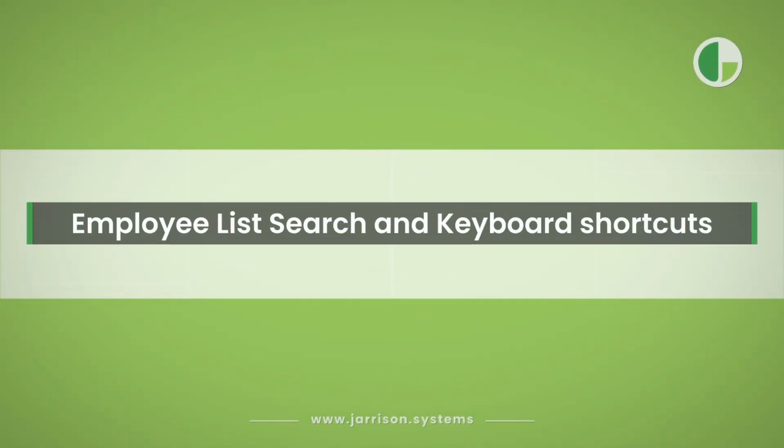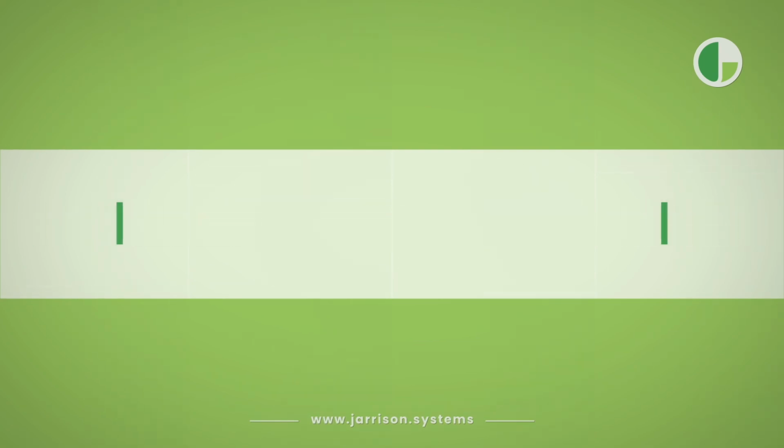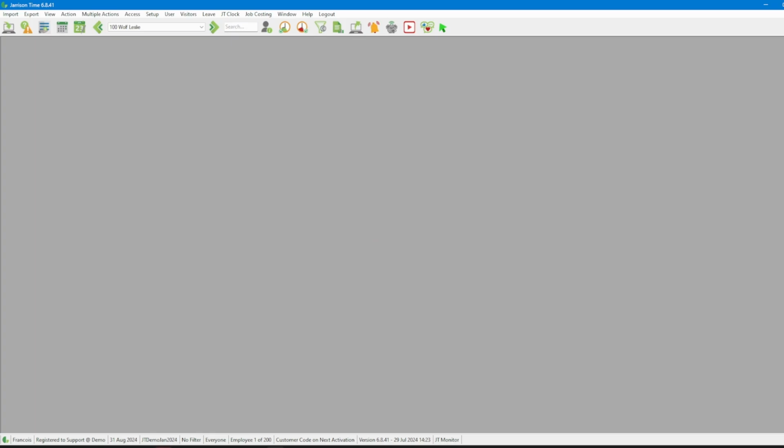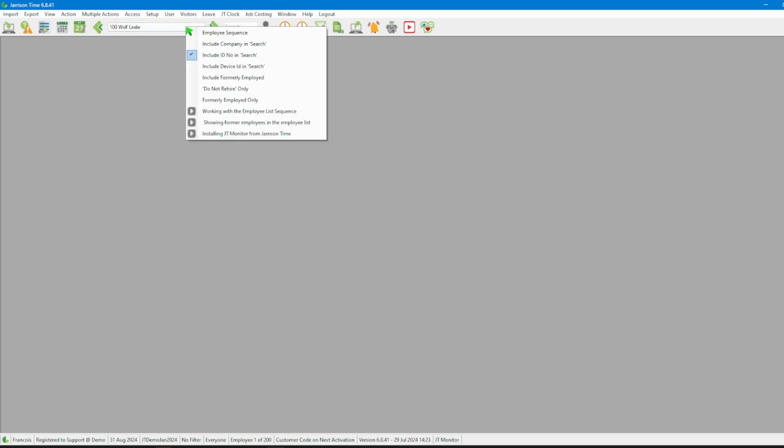In the following video, we'll be taking a look at employee list search and keyboard shortcuts. After opening the software, we head to the toolbar and right-click on the employee list. In this menu, we can toggle the various options to include or exclude from our searches. When there is a tick displayed, the option will be included when searched, and when there is no tick displayed, the option will be excluded.